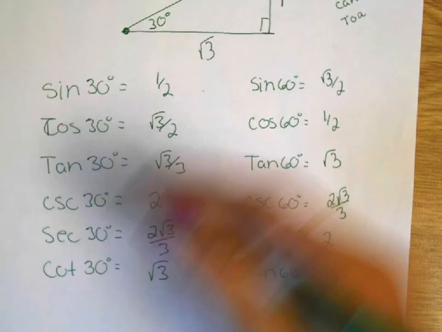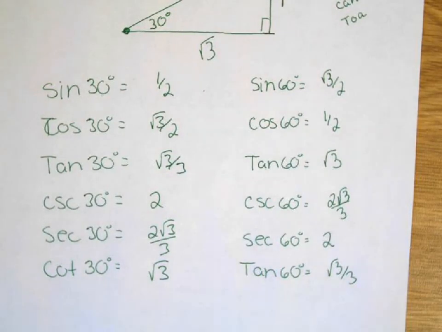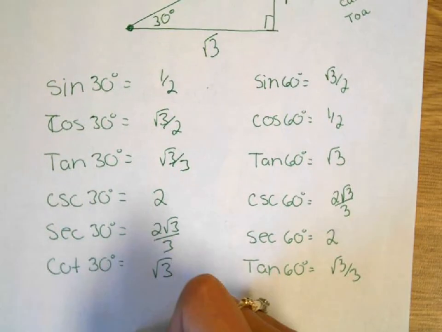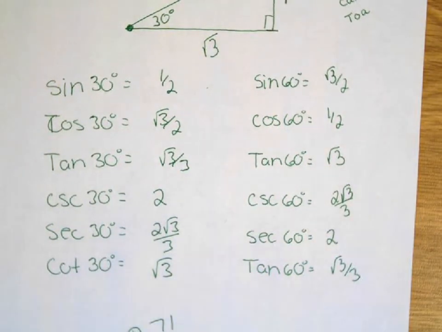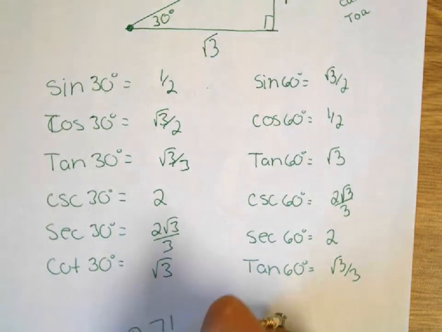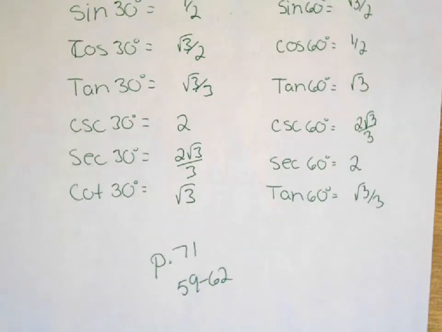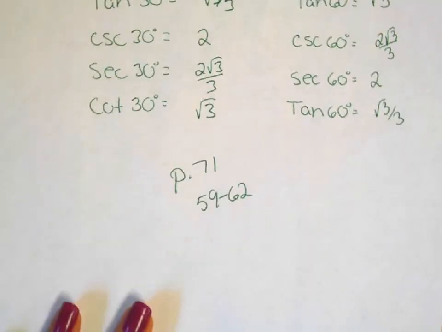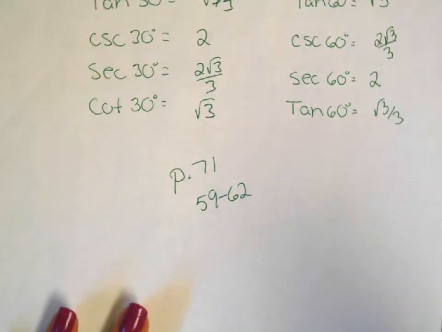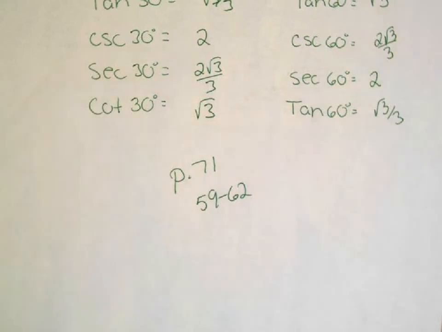Okay, so your assignment is not to do these again, because that would be just copying again. There's nothing new you're going to create there. Page 71, problems 59 to 62. Is that it? That is it. 59, 60, 61, 62. Yeah, there's 4.